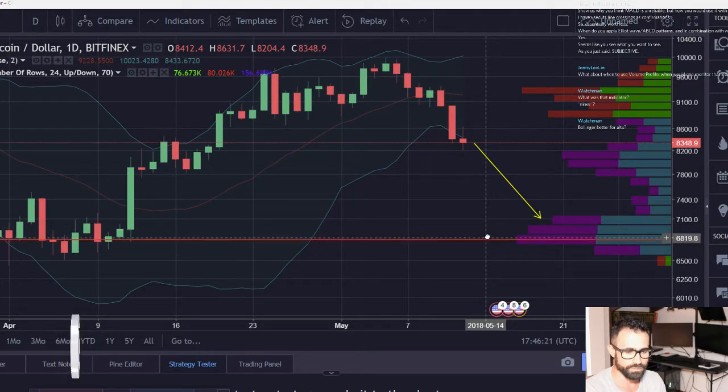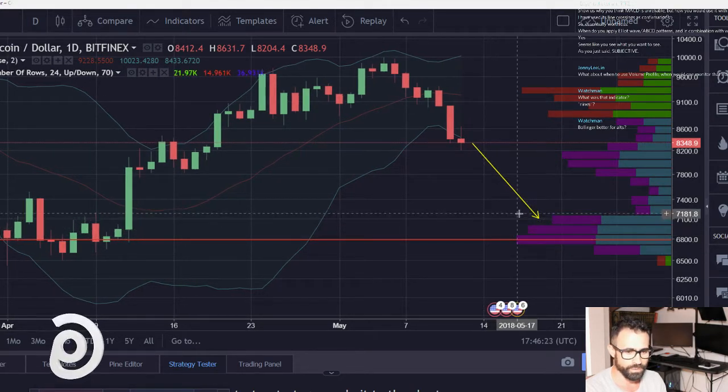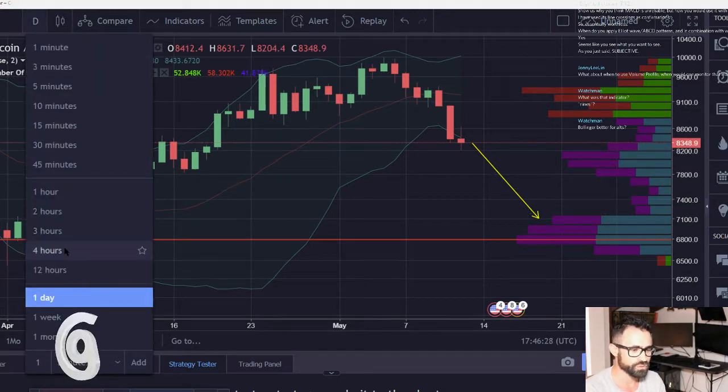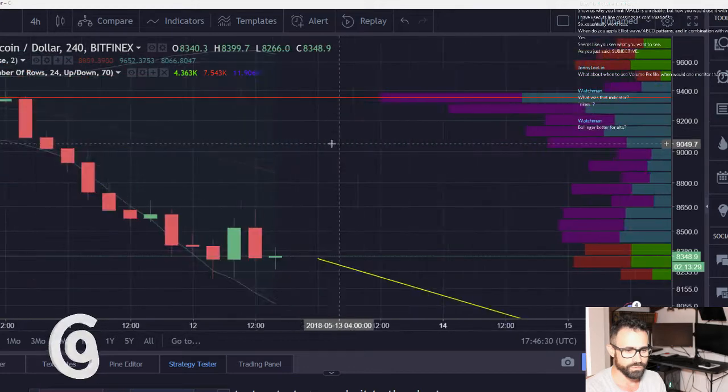7100. I'm looking for that entry at 7100. Just go to a 4-hour chart, Bollinger Bands.